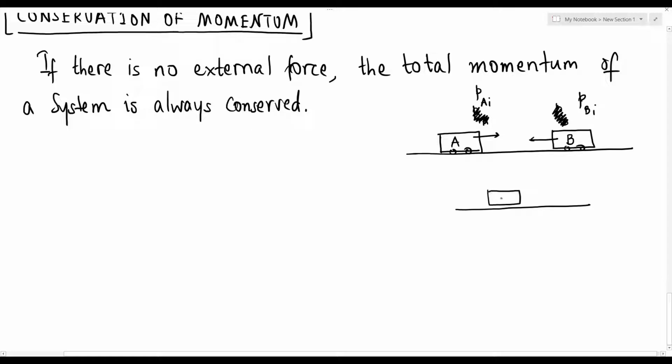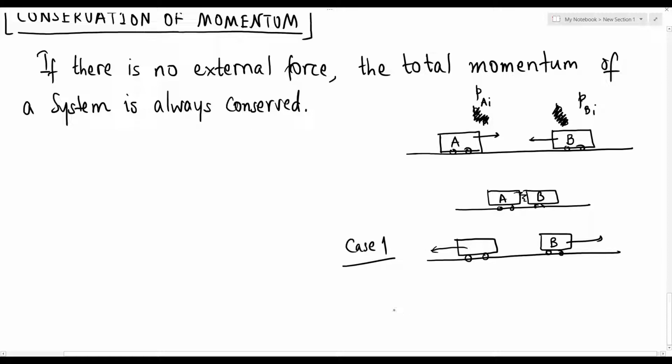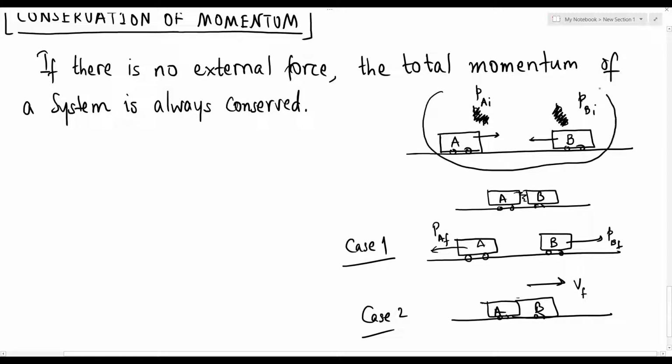Okay, so they collide at some point. So they collide, and then they may either move away from each other. This is case 1. Or case 2, they may get stuck and move together as a single object. So that's A, that's B. So they may move either to the right or to the left with some common velocity. So PB final. Okay, so these two cars comprise the system.